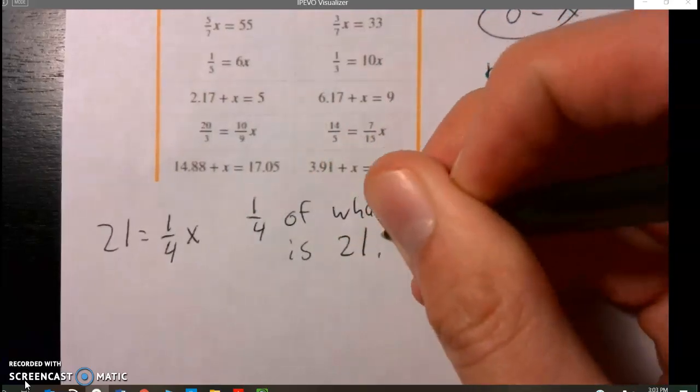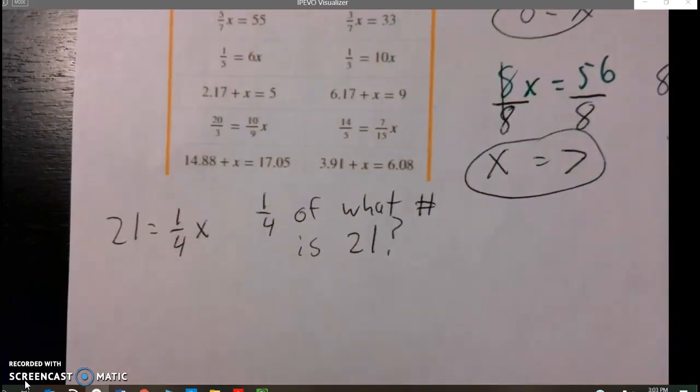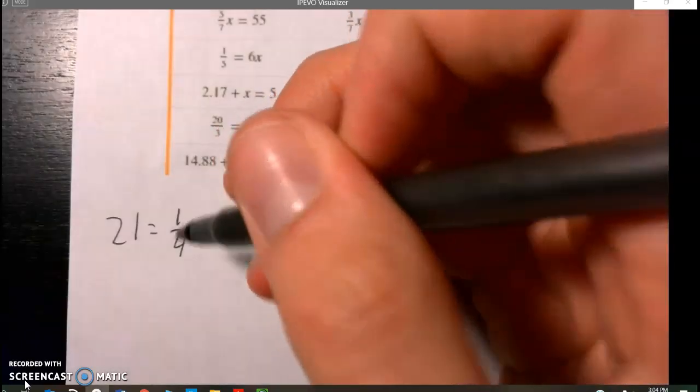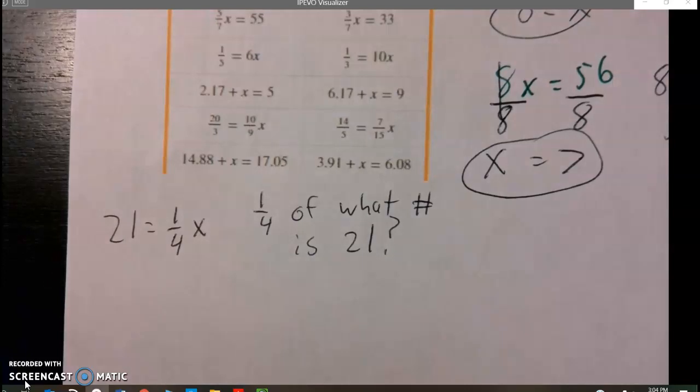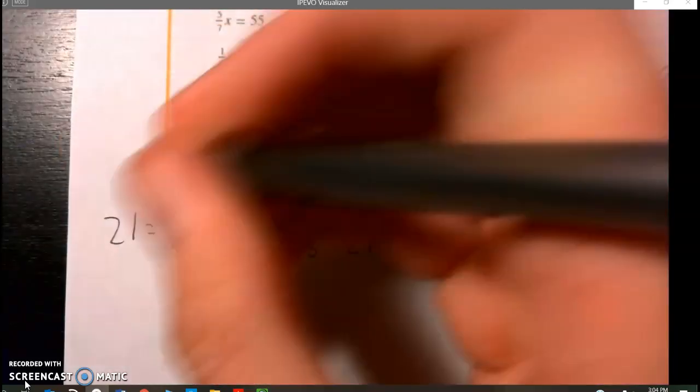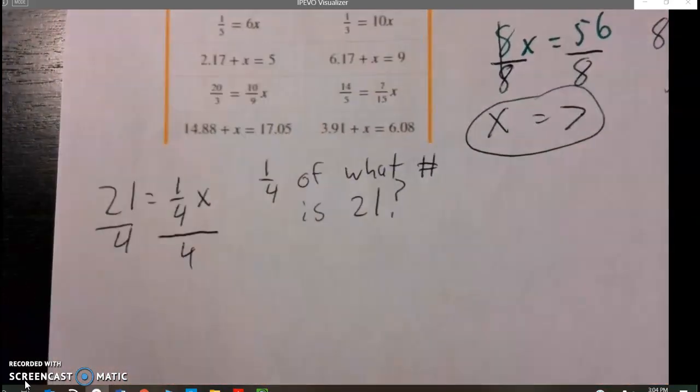All right. So now, once again, this is a next to notation problem, right? There's no operation here. So in theory, that means it's actually multiplication. So this is 1/4 times x is 21. Anytime we're doing multiplication, we need to do the inverse, which is division. So once again, that means we're going to divide both sides by 4.